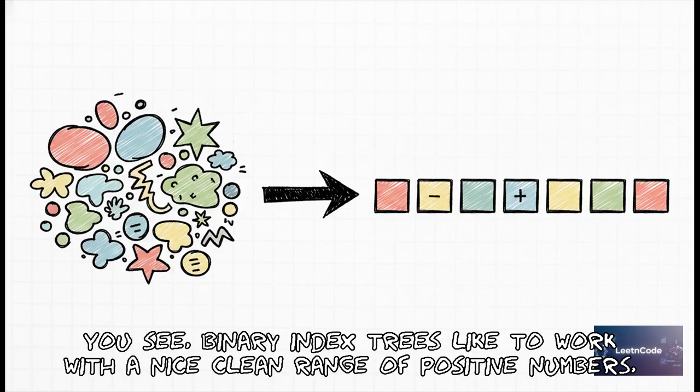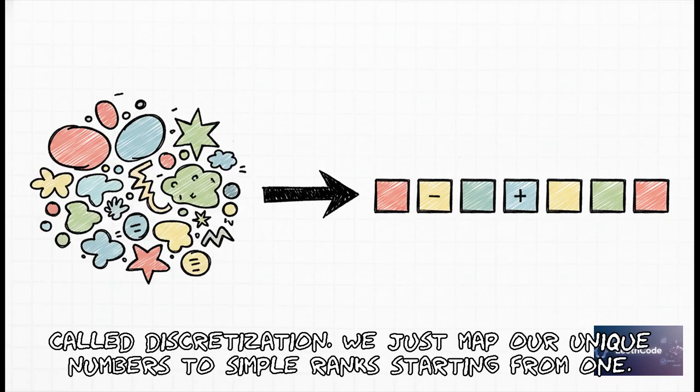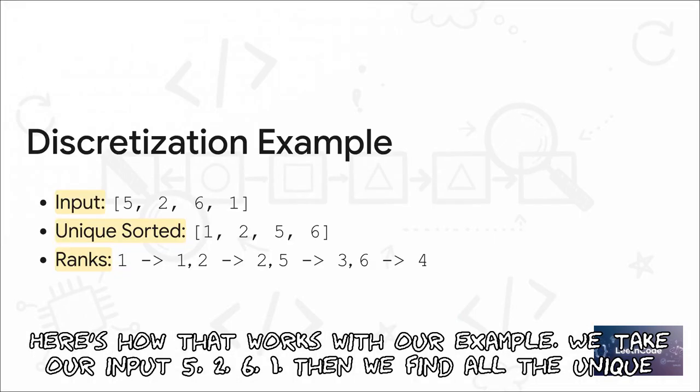You see, binary index trees like to work with a nice clean range of positive numbers, but our input numbers could be huge or tiny or even negative. The solution is a clever little trick called discretization. We just map our unique numbers to simple ranks, starting from 1. Here's how that works with our example.